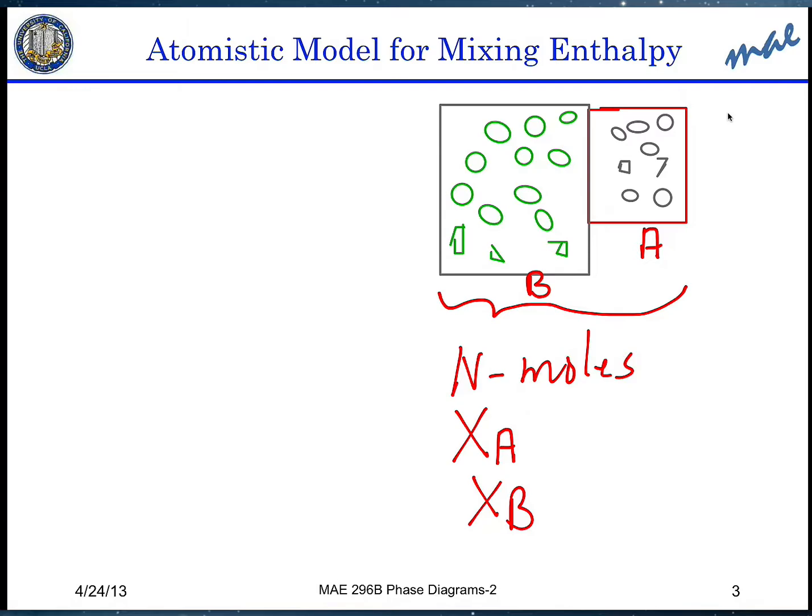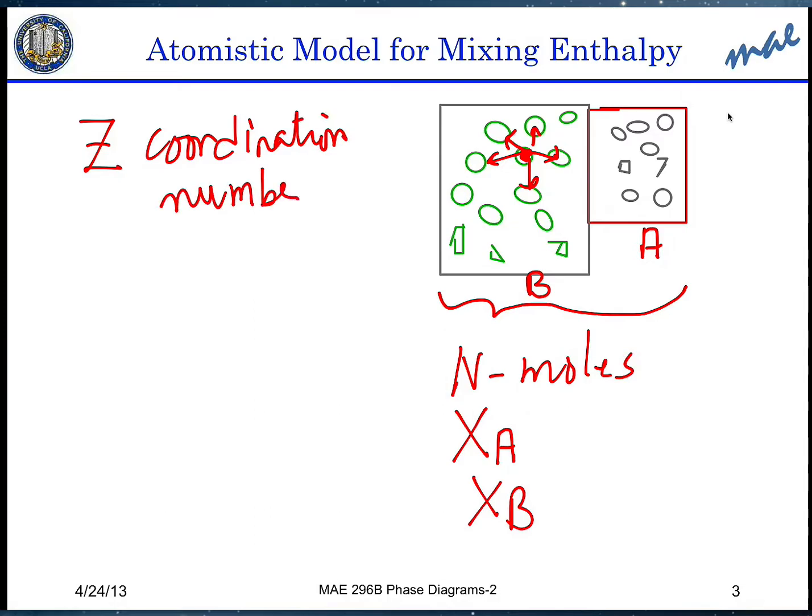So I also know that I have bonds between these atoms. If you have an atom like this one, for example, then it's bonded to all of the neighbors. So you have some neighboring bonds. We're going to assume that we have Z coordination number. So in every structure of matter, the atom is surrounded by a certain number of atoms, and we know the coordination number. For example, in FCC, the coordination number is 12.